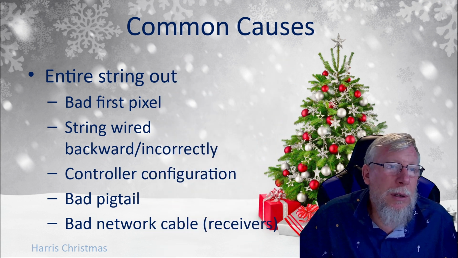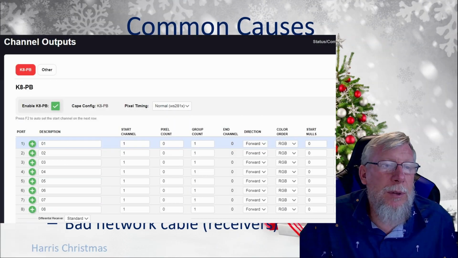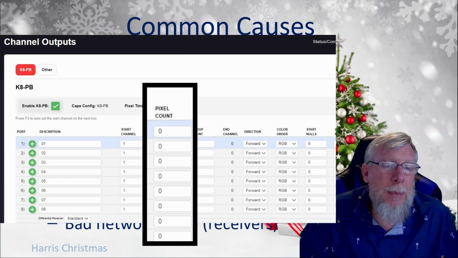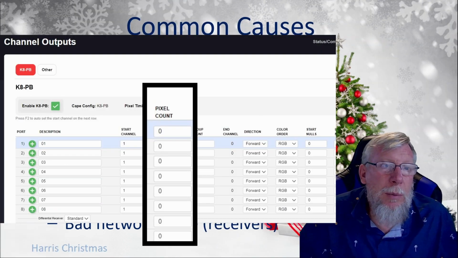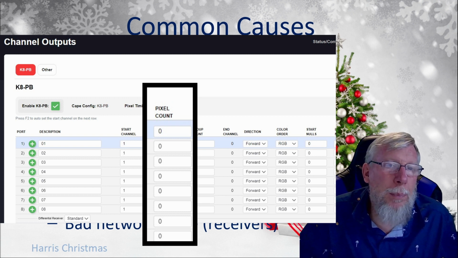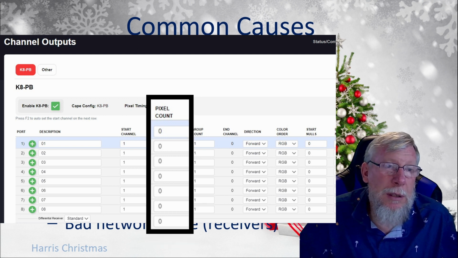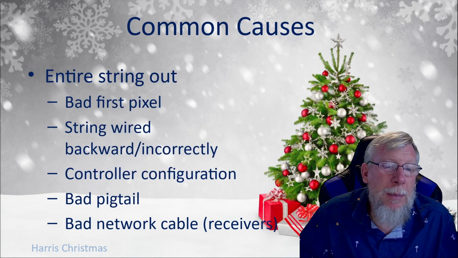It could be a controller configuration. You might have it configured for 0 ports. We've seen that quite a bit, where people will get a new controller. They want to see blinky flashy. They throw some pixels on. They press the test button, or they go into the test page, and nothing happens. Well, that port might have been configured for 0 pixels. So the controller says, I have 0 pixels. I'm not going to tell anybody what to do.